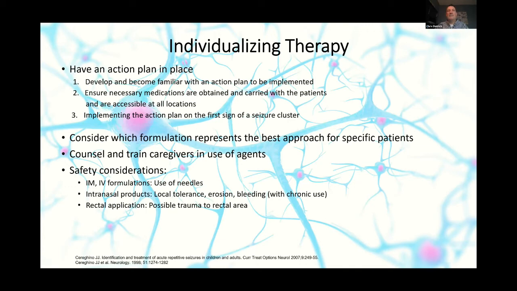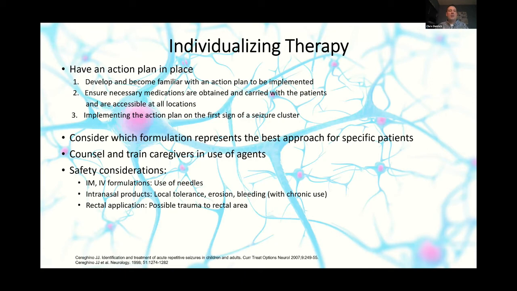And it may be that there's going to be some trial and error of what works best for you in terms of finding the best approach to manage these seizure clusters. Make sure also that whoever's around you that potentially would have to treat you, whether it's caregivers, family members, friends, coworkers, all of the above, right? Knowing that they are trained and know what to do in the event that you have a seizure cluster.